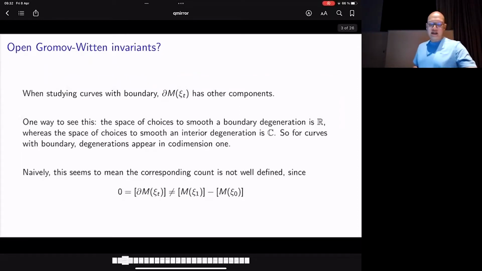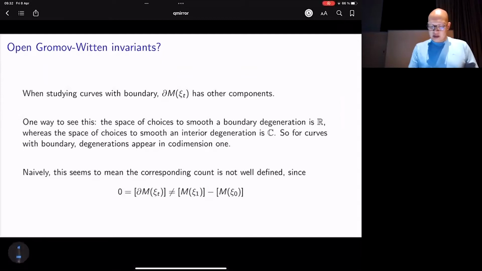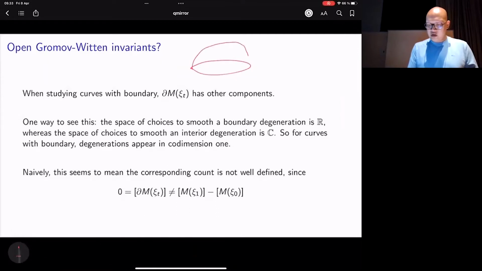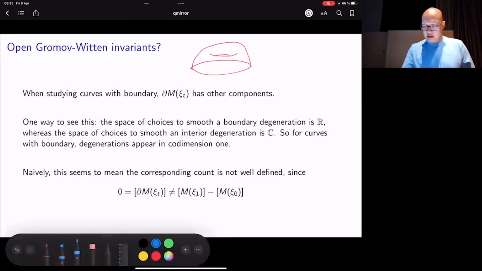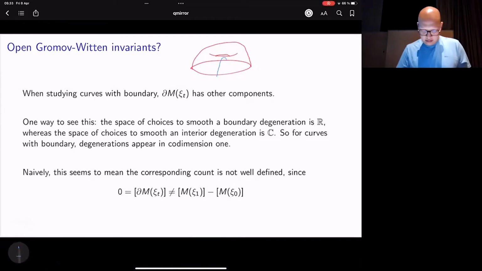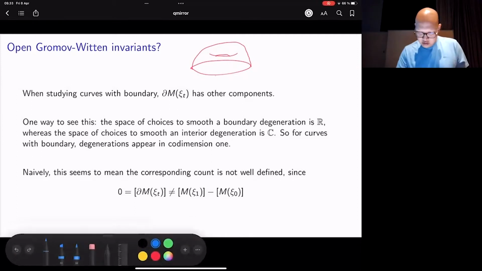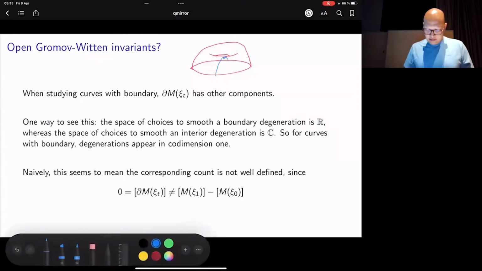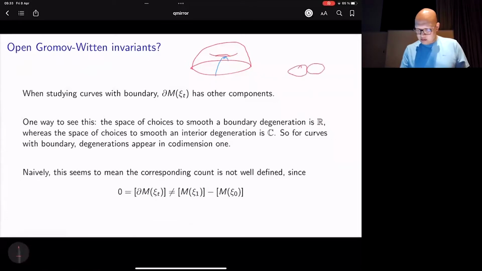Now, with open Gromov-Witten invariants, you meet various problems. As you vary in moduli, you encounter degenerations in codimension 1. Here's one that you might find particularly worrisome. You have this kind of curve, and you have some path on this curve, which gets contracted to zero length. So this curve might degenerate into something that looks like this.